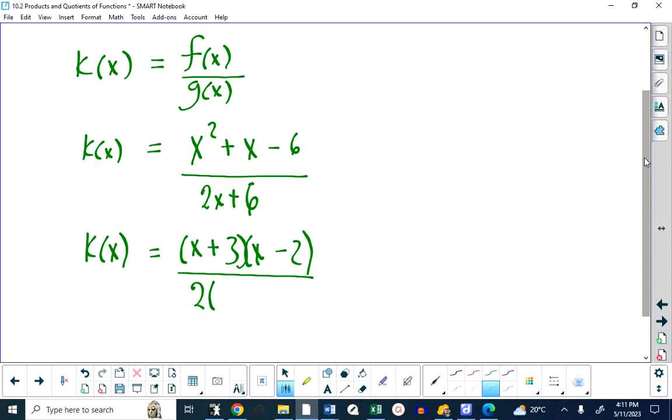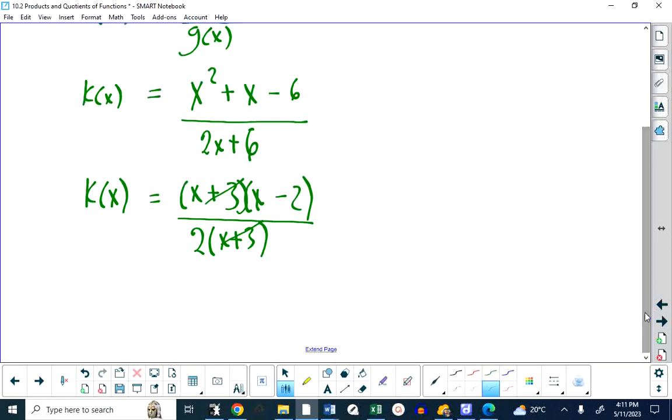And 2, x plus 3. The x plus 3's cancel. So what we are left with is k of x equals x minus 2 over 2. Of course, we need to say that x cannot be equal to negative 3. And once again, because those x plus 3's cancel, you'll get a hole.